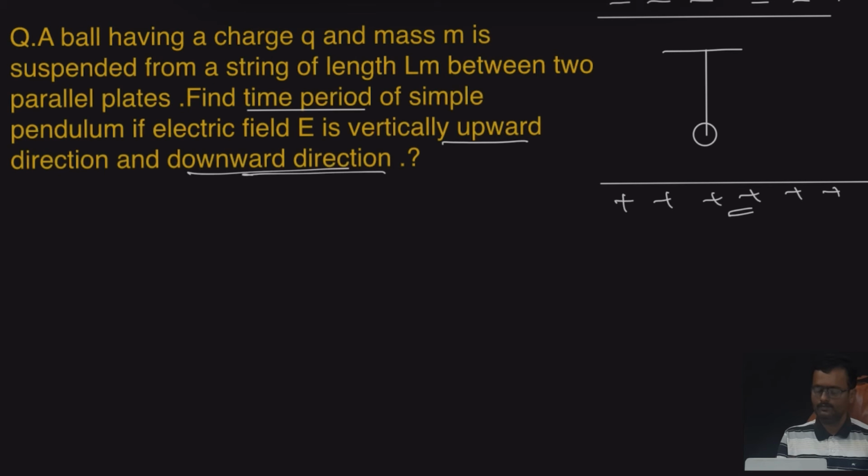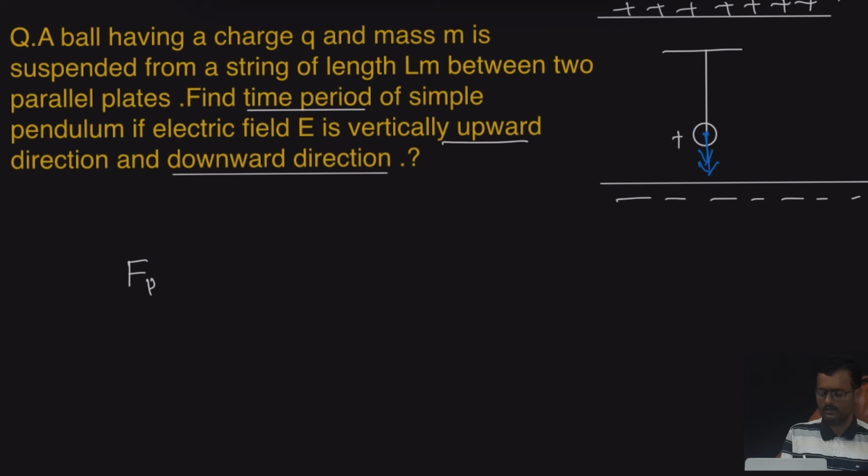Suppose the electrostatic field is in the downward direction, so the bottom plate is negative and the upper plate is positive. This is a positive charge. So the electrostatic force is in the downward direction and the gravity force is also in the downward direction. So the total force on that charged particle equals the electrostatic force plus the gravitational force. So F equals EQ plus mg, the gravitational force being mg.